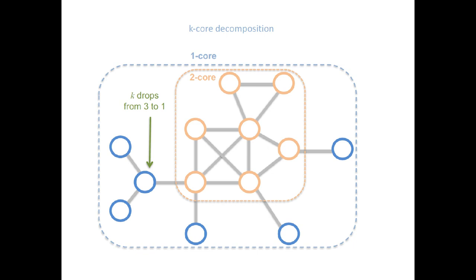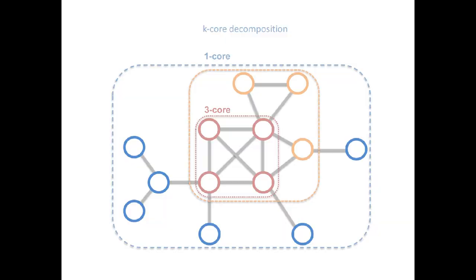then I have to look at the degree of the remaining nodes. In this case, this node initially had a degree of 3, but after I remove these nodes with a degree of 1, its degree drops to 1. So then it gets dropped as well. It doesn't make it into the 2 core. So you remove all nodes with a degree of 1, and we get our 2 core.